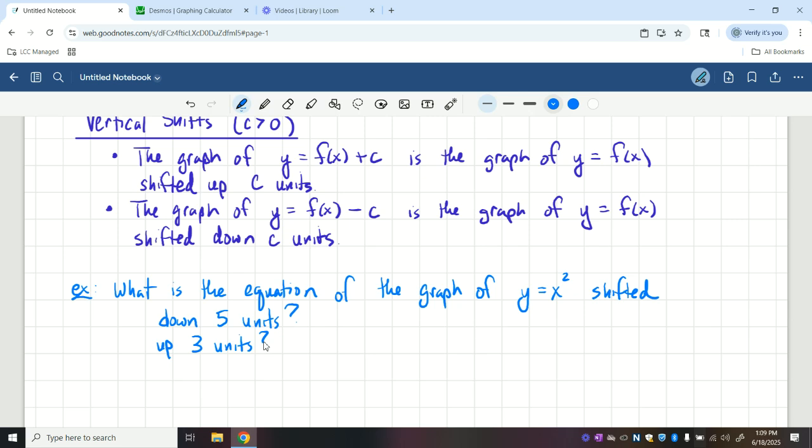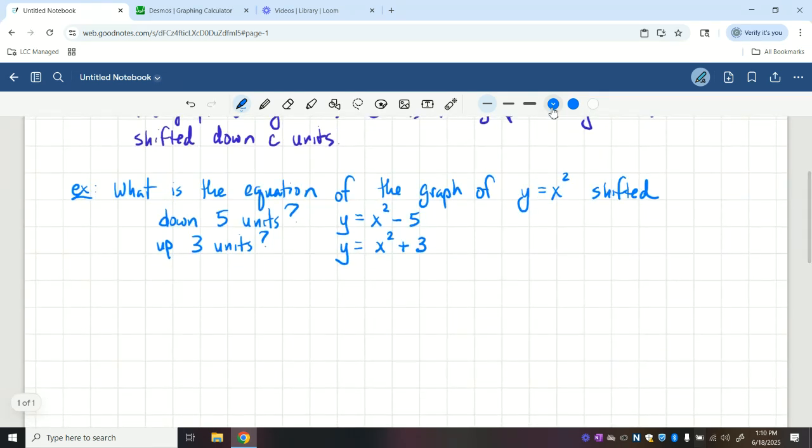Okay, so to go up or down, you're adding or subtracting on the edge of the function. So for this one, we would have y equals x squared minus 5, and that's going to take that parabola and it's going to shift it down 5 units. If I wanted to go up 3 units, I go y equals x squared plus 3 to go up 3 units. Alrighty, let's do horizontal shifts now.